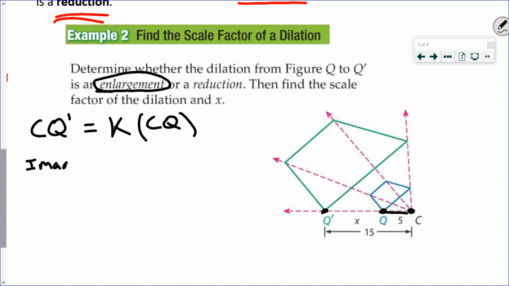Image equals scale factor times pre-image. Right, that's what we're using here.